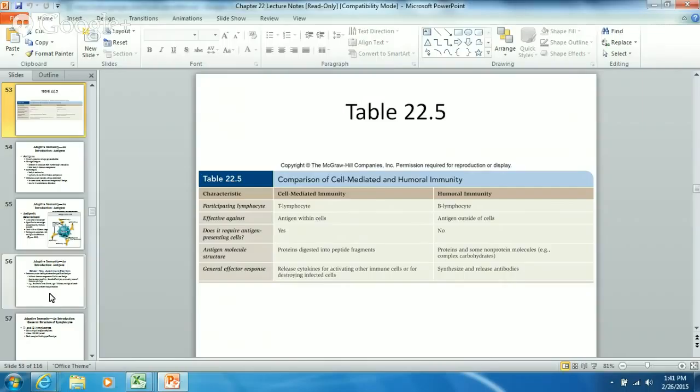Notice that in the table, it says cell-mediated immunity deals with antigens within cells, while humoral immunity is effective against antigens outside of the cell. All right, let me explain the difference.